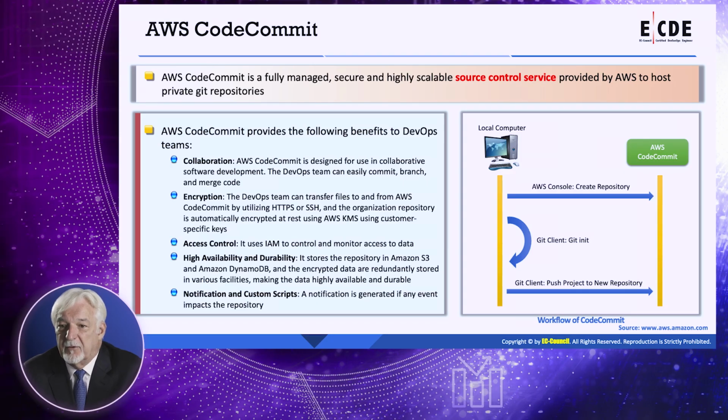Basically, what you have over on the right is the workflow of Code Commit, starting from the local computer. You have AWS create the repository over on the Code Commit side. Git client and git init are your redundant cycles where you're going through and improving constantly. So you create the repository, you do your work cycles, and then you go ahead and push the project to that new repository.